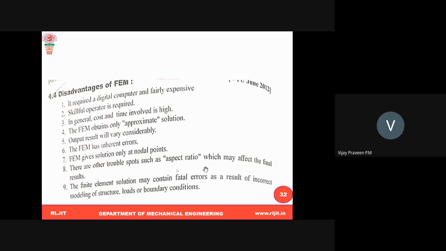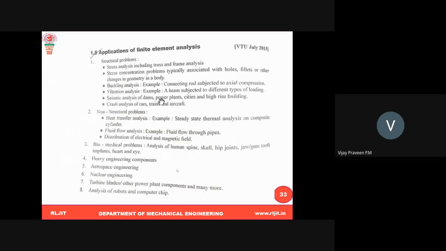FEM gives the solution only at the nodal points, but you can get it elsewhere by the interpolation method. So the finite element solution may contain fatal errors as a result of incorrect modeling of structure, load, or boundary condition. Some errors will be there. Those errors we'll see later, but those errors are acceptable.